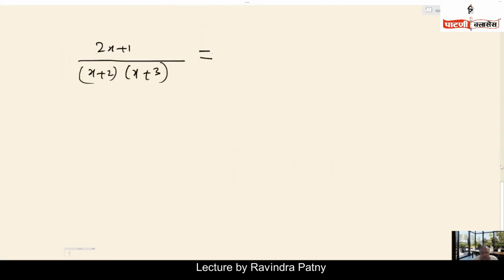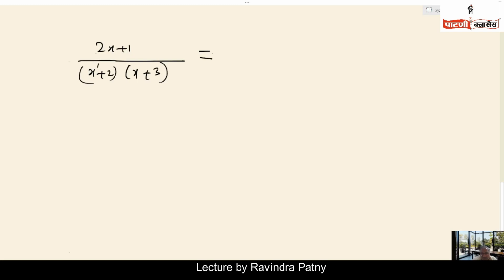Now I am going to explain the first method. In the first method, I have 2x plus 1 upon x plus 2 and x plus 3. First of all, we must observe whether it is a proper fraction. The answer is yes, it is a proper fraction. Second question you have to answer yourself: is it already in factorized form? Yes, the denominator is already factorized. No further factorization is required. The third question you have to ask yourself is whether, in the denominator inside the bracket, the x is single, like a number.